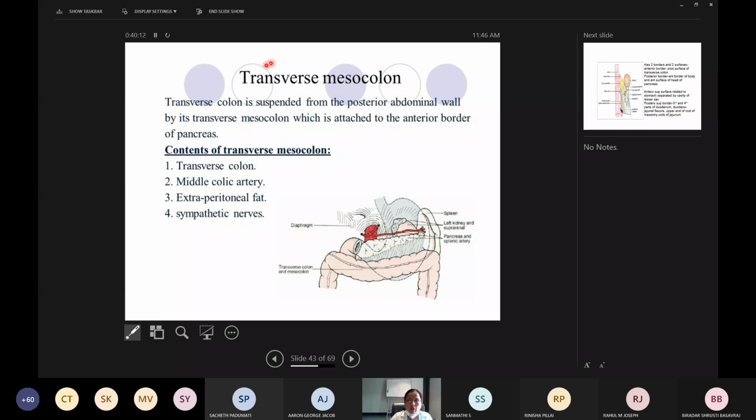So next you have got the transverse mesocolon. So what is this transverse mesocolon? It is a fold of the peritoneum which is suspending the transverse colon from the posterior abdominal wall. So this is the transverse colon here what you are seeing. This is the transverse mesocolon, which is attached to the anterior border of the body of the pancreas and to the posterior surface of the transverse colon. So this will be the transverse mesocolon which is suspending the transverse colon from the posterior abdominal wall.